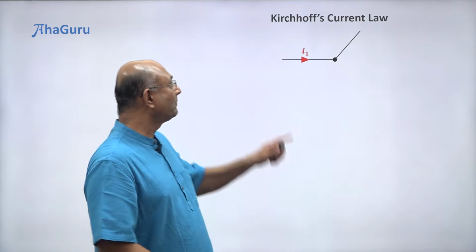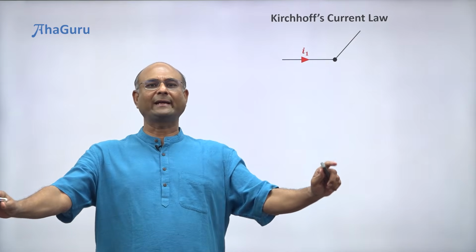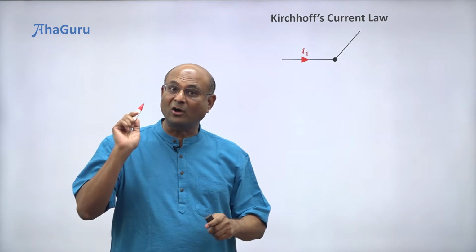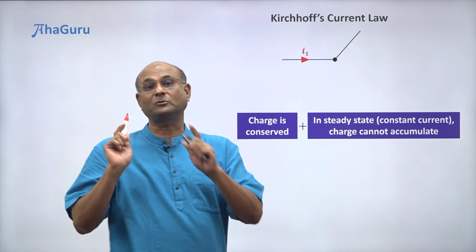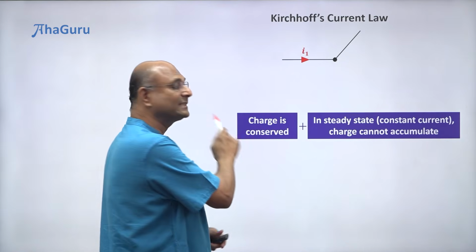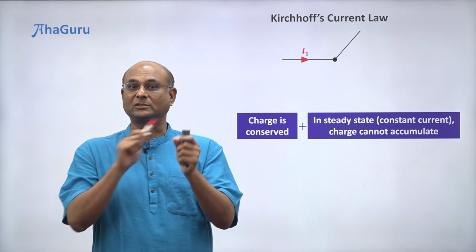We are now going to learn about Kirchhoff's current law. This law is valid across all kinds of circuits, and so we must understand it really well. Kirchhoff's current law flows from two facts about charges. The first fact, a universal fact, is that charge is conserved. What does that mean? Charge cannot be created, charge cannot be destroyed.